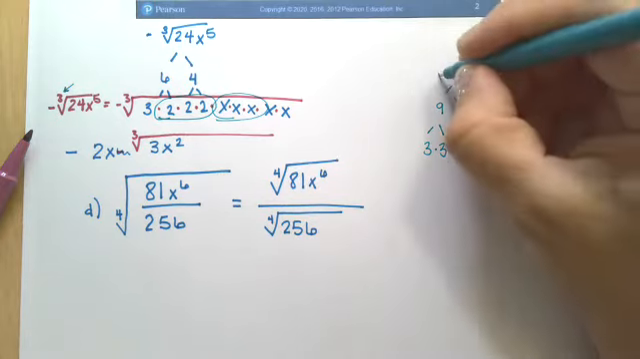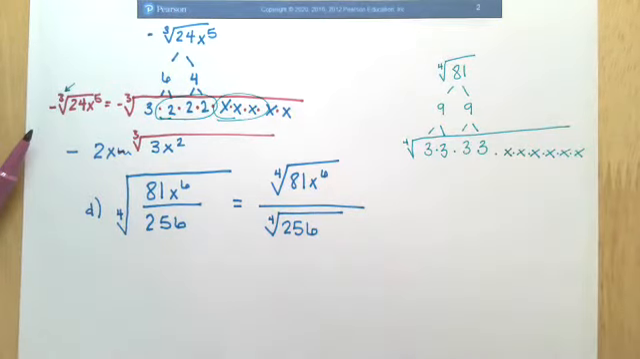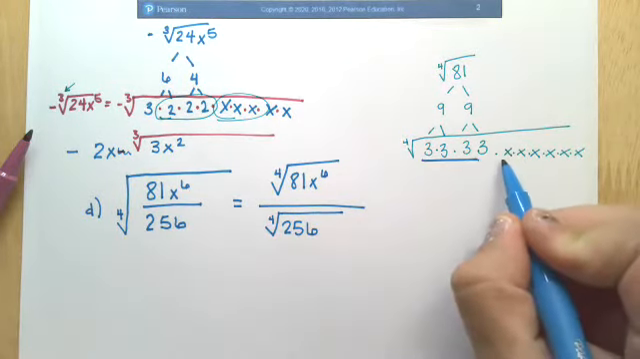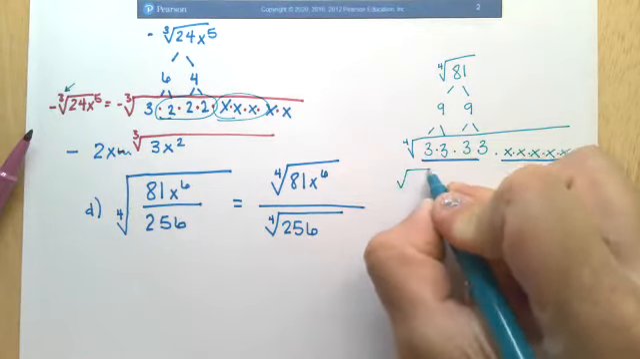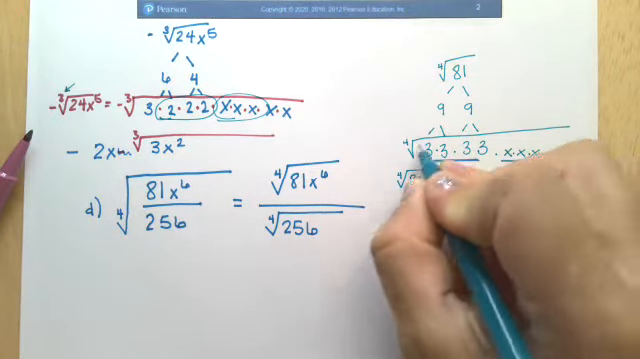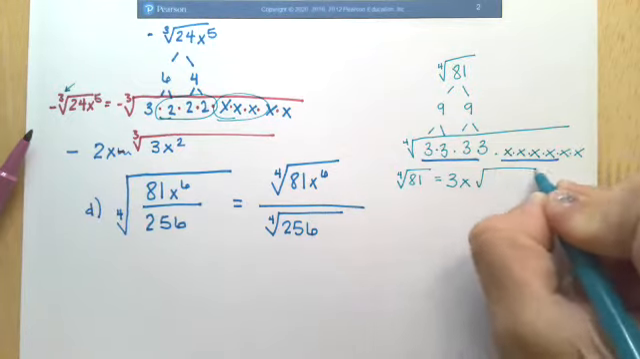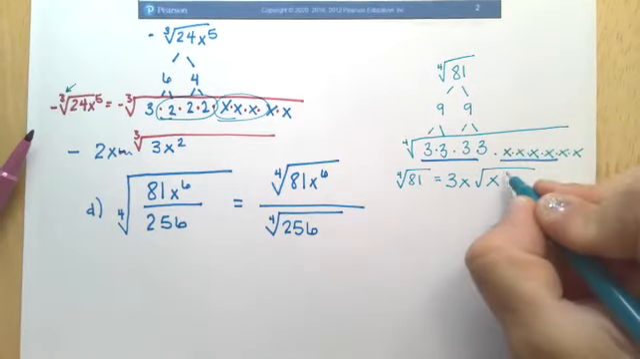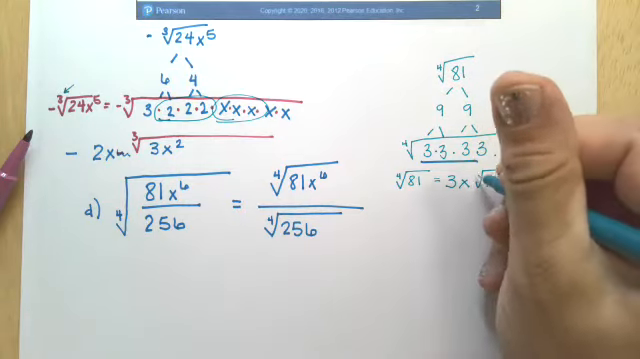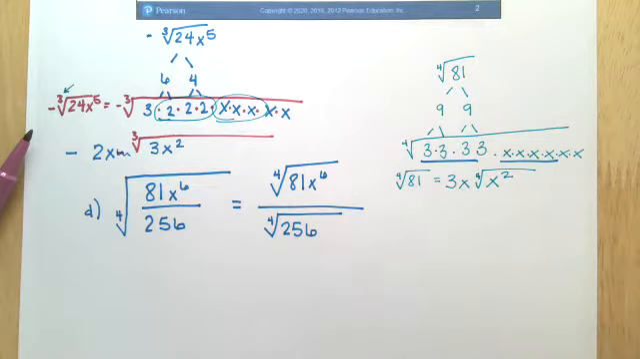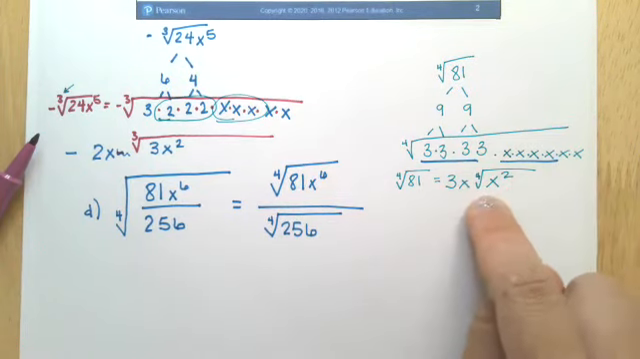And remember this is the 4th root, so we're looking for groups of 4. The 4th root of 81 becomes, that 3 comes out, and those 4 x's come out. That's what we have on the top. Instead of the 4th root of 81x to the 6th, we have 3x times the 4th root of x squared.